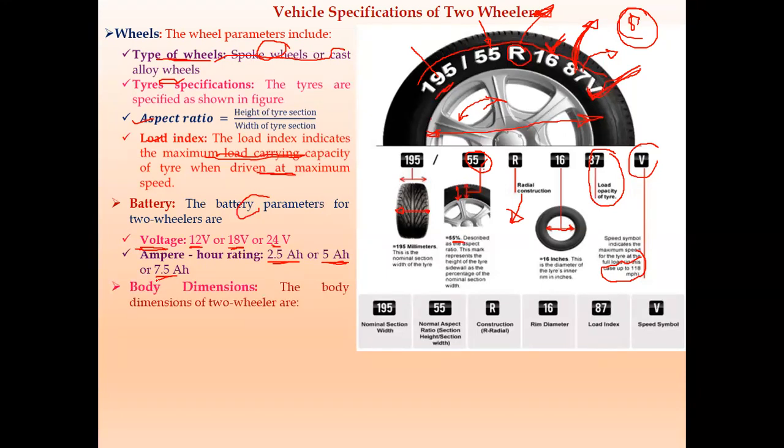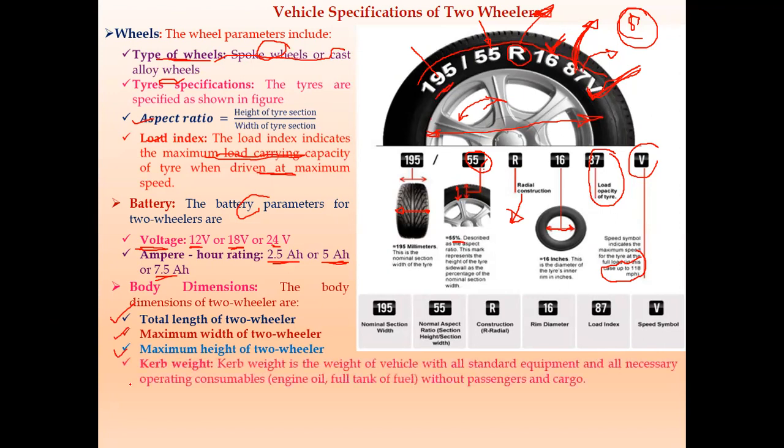So next, body dimensions. In case of body dimensions, we have different types. The first one is the total length of the two-wheeler. Then we have the maximum width of the two-wheeler. Then the third parameter is the maximum height. So length, width, and height, these are the first three parameters. Next, we have weight, which is called curb weight.